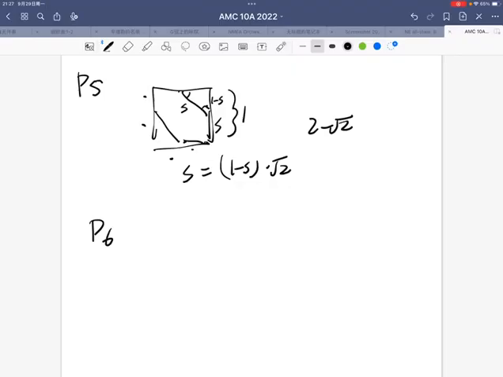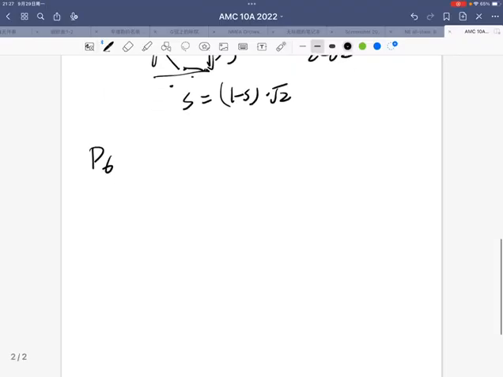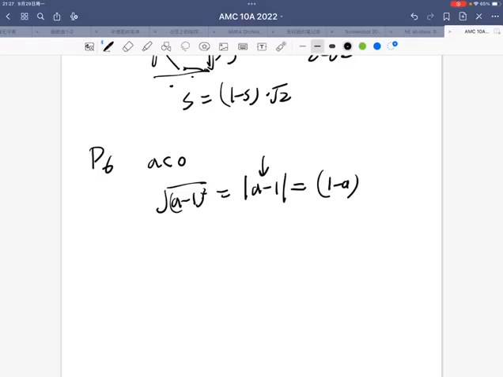Problem 6. This is also a problem that kind of tricked me when I mocked this contest. So we know a is less than 0, so a is a negative number, which means square root of a minus 1 squared is going to be absolute value of a minus 1, which is going to be, because this is going to be a negative number, so this is going to be positive, which means we have to flip this whole thing to be 1 minus a instead, after getting rid of the absolute value, because we know a is less than 0. And then everything is clear from that.